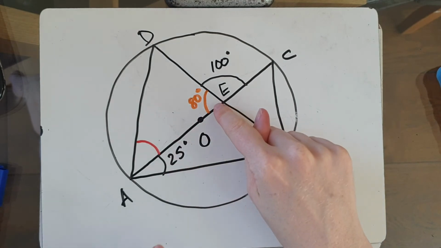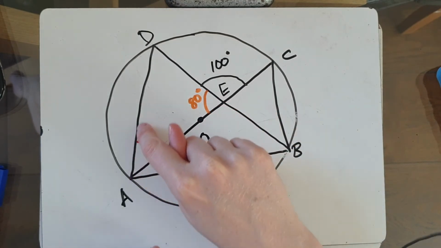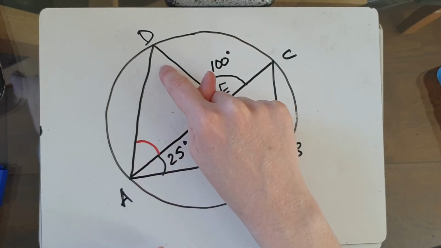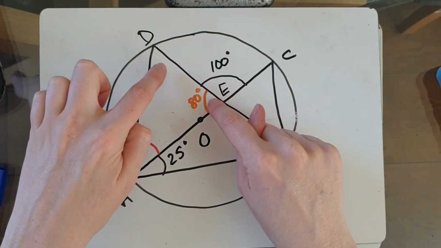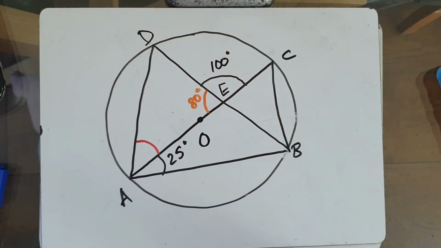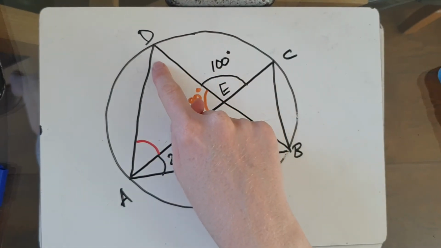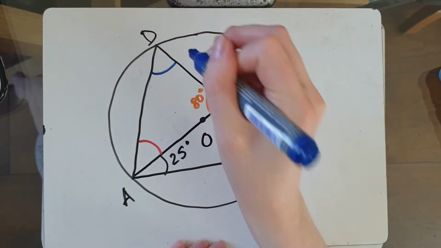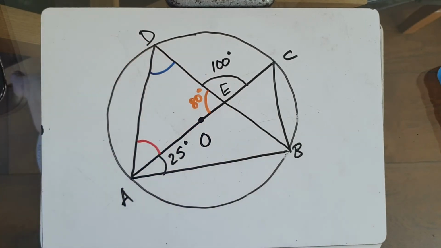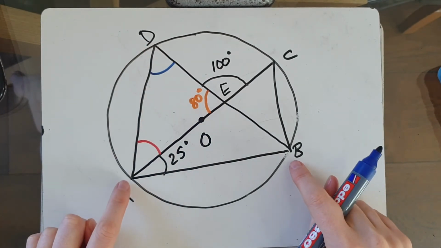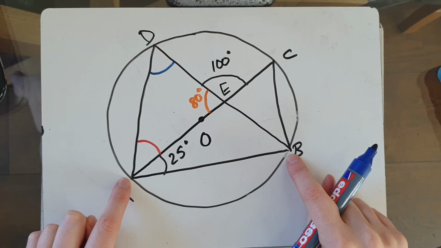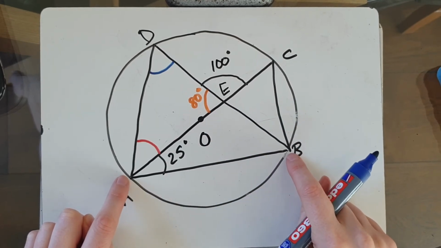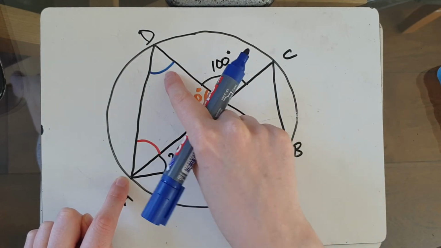Now, this 80 degrees lies in this triangle. I want this angle. So if I can find this angle, then I can take these two away from 180 and I'll end up with that. So how could I find this angle? This angle is at the circumference and it's subtended from these 2 points here. If I could find the angle at the centre subtended from these 2 points here, I'd be able to halve it and that would give me that one.